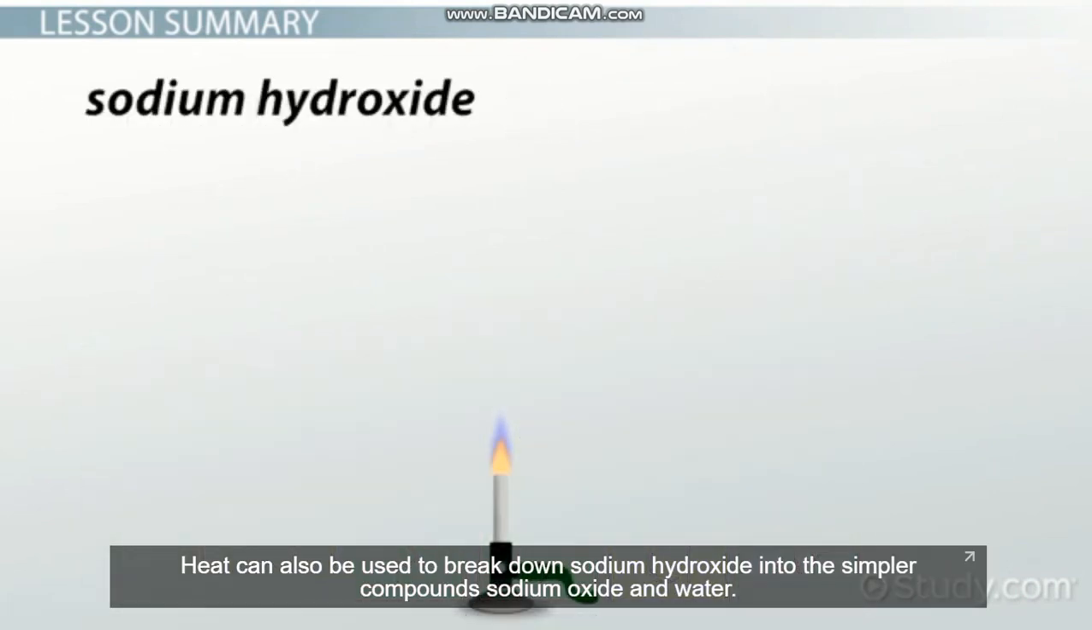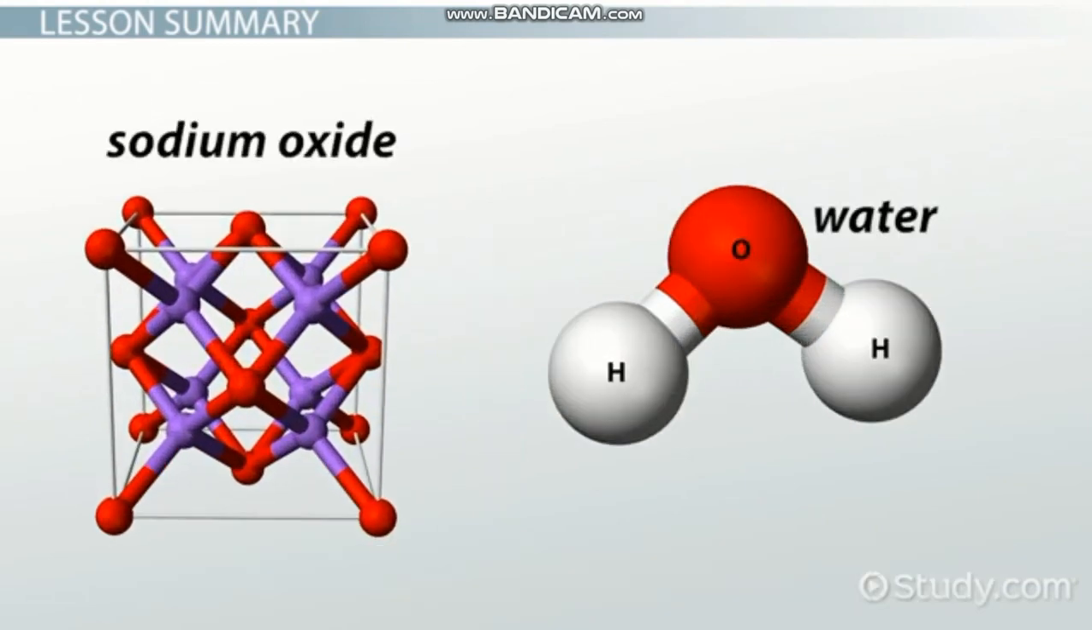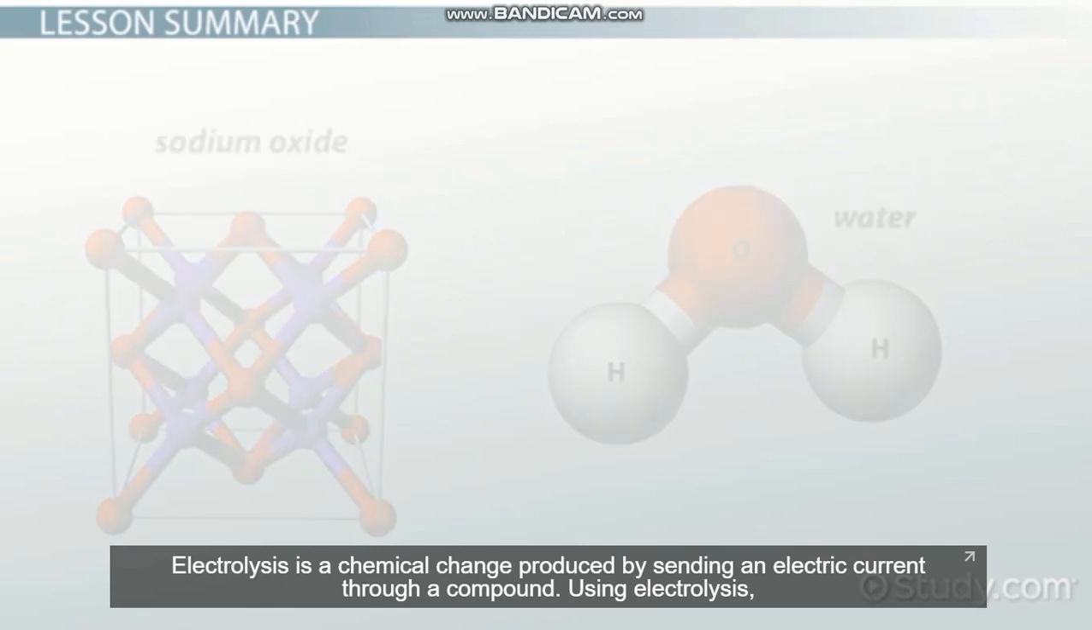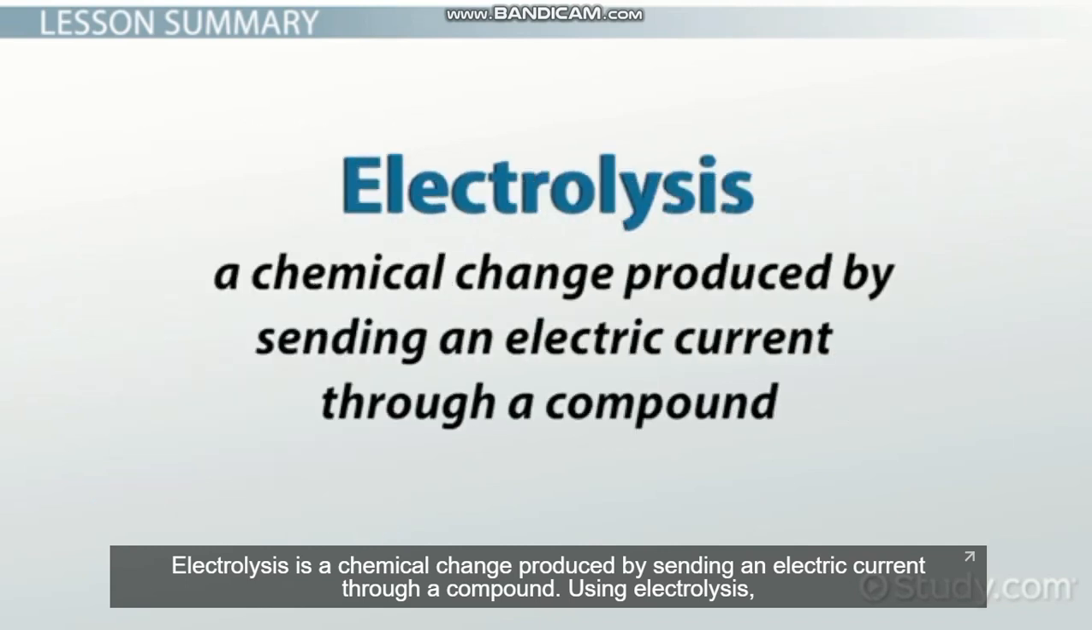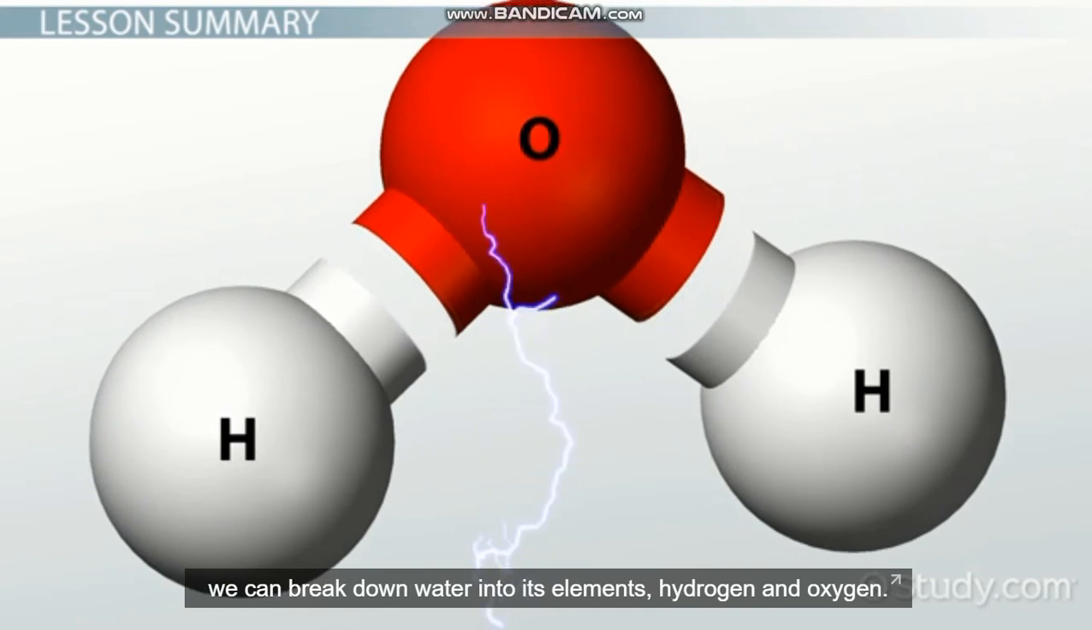Heat can also be used to break down sodium hydroxide into the simpler compounds sodium oxide and water. Electrolysis is the chemical change produced by sending an electric current through a compound. Using electrolysis, we can break down water into its elements, hydrogen and oxygen.